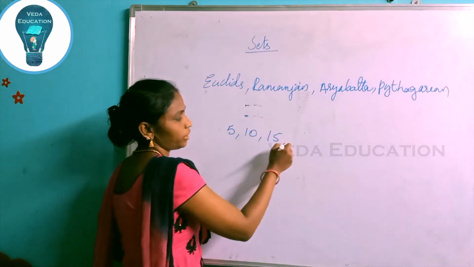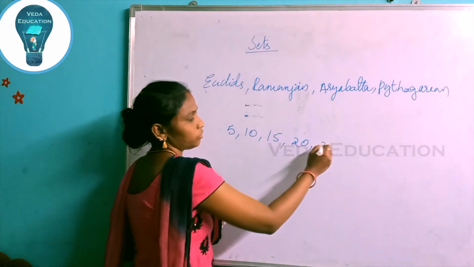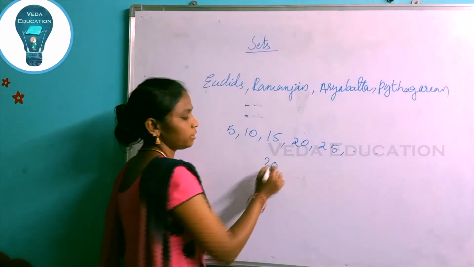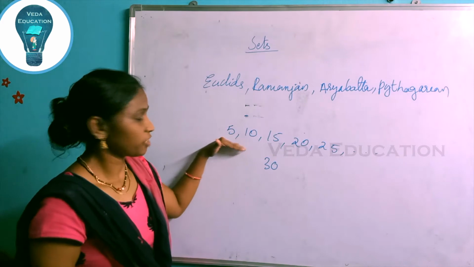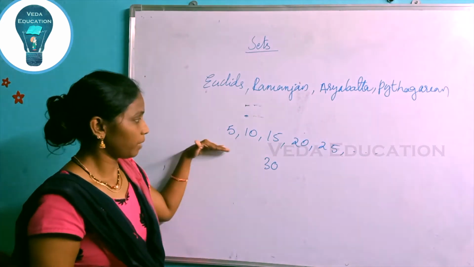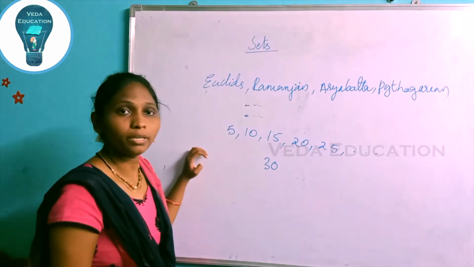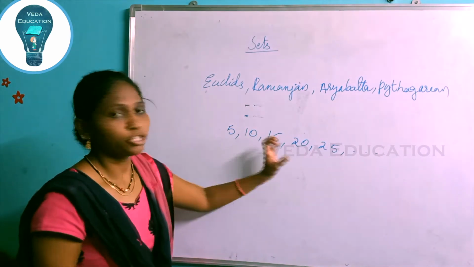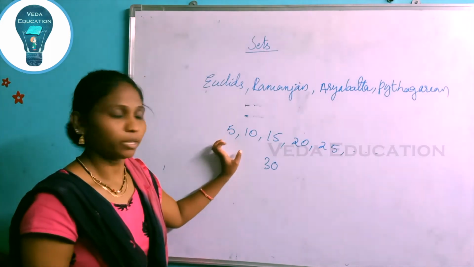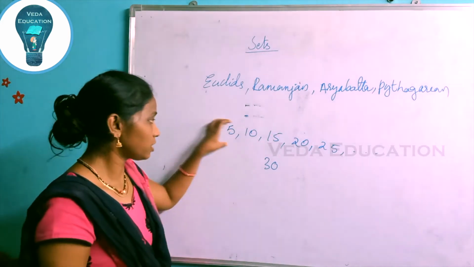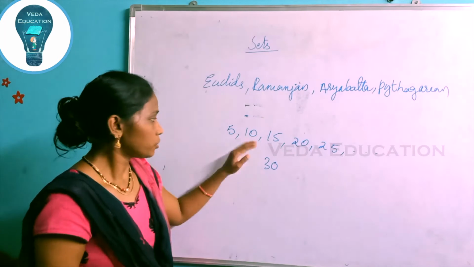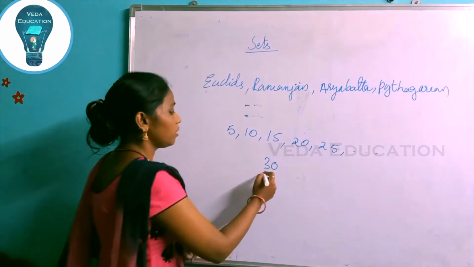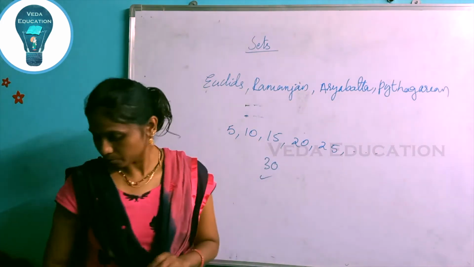10, 15, 20, 25. What is the next number? 30. How can we say that? Because first of all we observe those numbers, and by seeing those numbers, what is the common rule of these numbers? See, 5, 10, 15. These numbers are multiples of 5. By seeing the rule, we can understand these numbers are multiples of 5. So after 25, which number is the next multiple of 5? 30. So we can say that by seeing the order of these numbers.